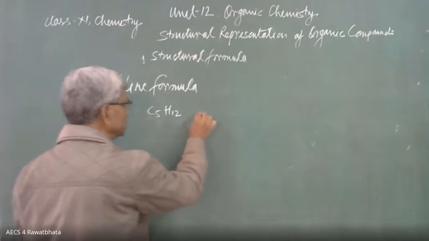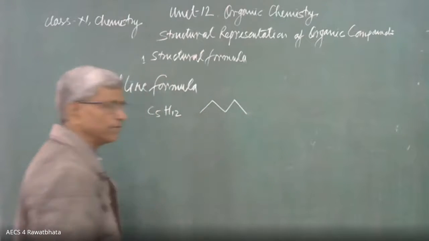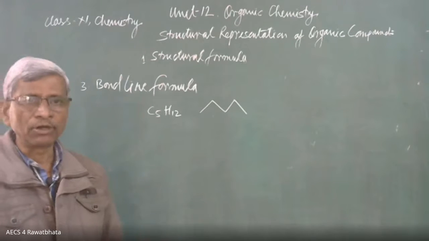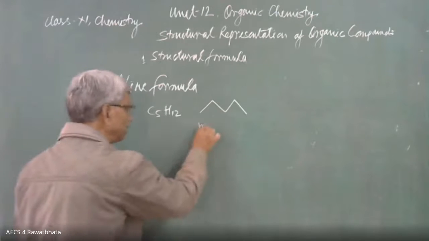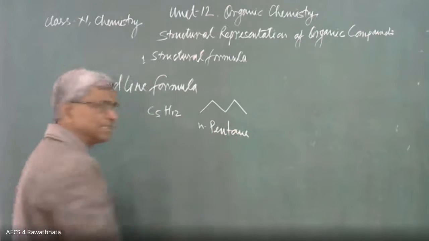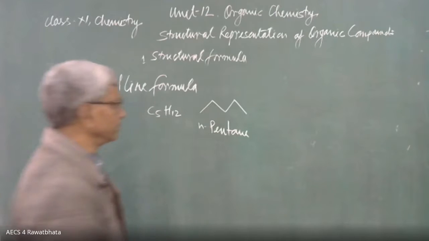Five carbon atoms, this is the one possibility: 1, 2, 3, 4, 5. All five carbon atoms are in the chain. This is called n-pentane. N represents normal pentane.